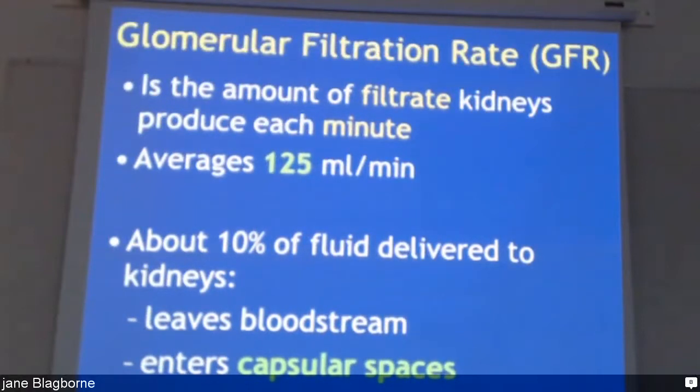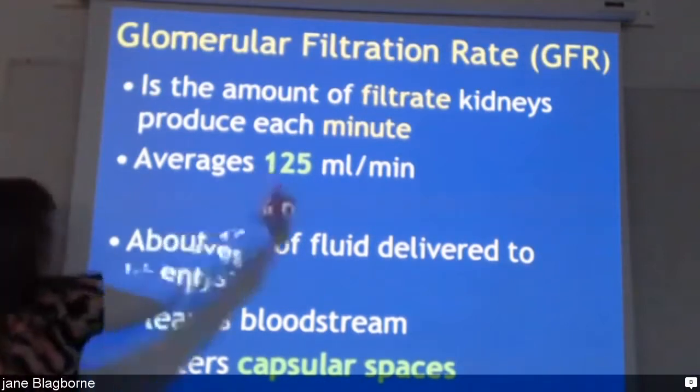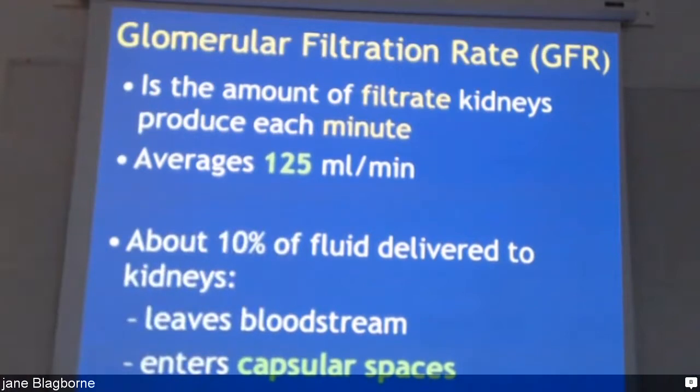Glomerular filtration rate. The amount of filtration the kidneys produce each minute is 125 mL per minute. And because that is in a funny color, you should pay attention to that. It's probably one of the few numbers you're going to see, but you will see it. About 10% of the fluid delivered to the kidneys leaves the bloodstream and enters the capsular spaces.